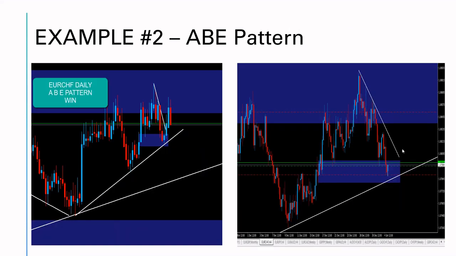This is another example of an ABE pattern. This is the Euro Swiss daily. This is the Euro Swiss 240 in that area. A, B, and this is pulling back to that E scenario. Now look, it's clean. There's no level in here. These are the levels. It's conventional supply and demand, but price might not pull back. If it does, it might be changing direction. So I don't want to be trading those demand levels or supply levels like that.